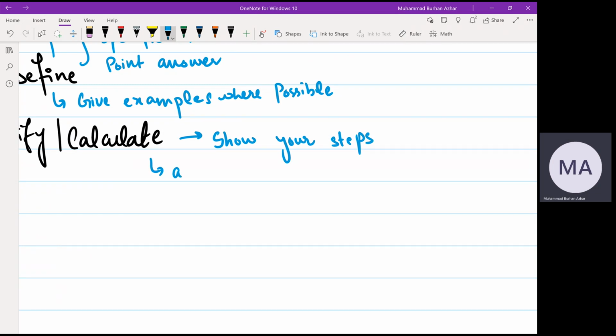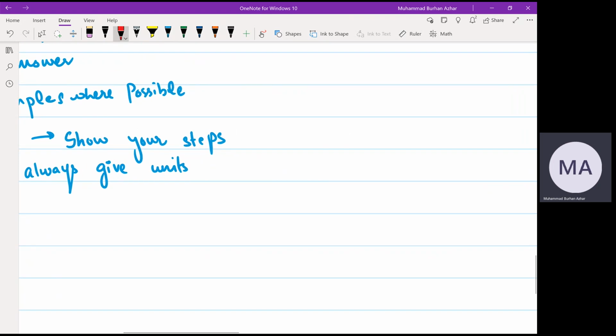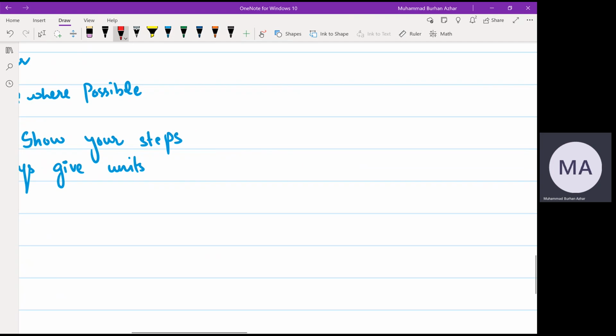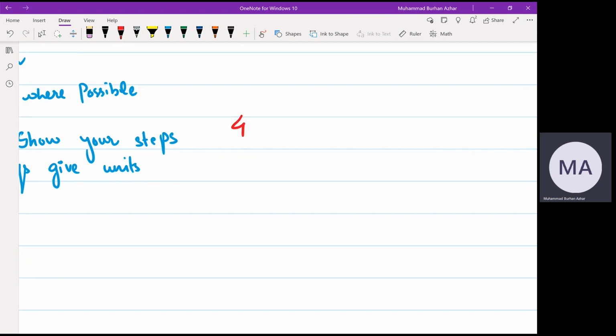Another thing to keep in mind is to always give the units. For example, if I have a calculation to calculate a gross profit margin and it comes out to be 40%, ठीक है? So writing 40 is wrong. I have to write 40 और उसके साथ एक percentage का sign होना चाहिए and that would be correct.